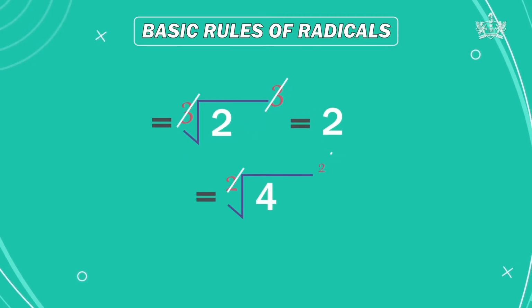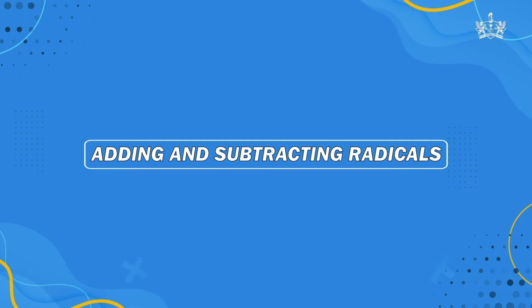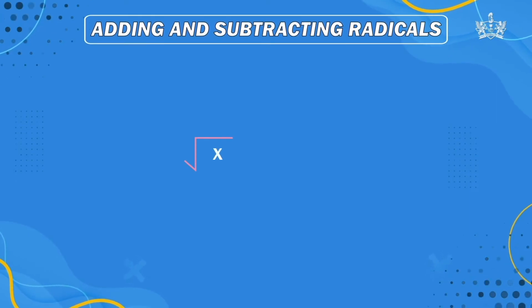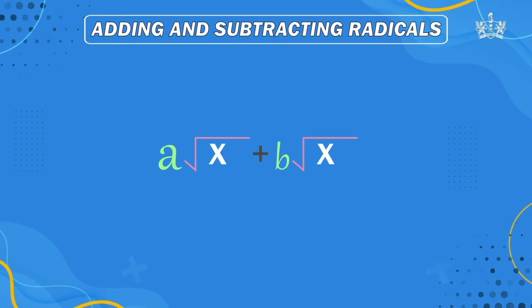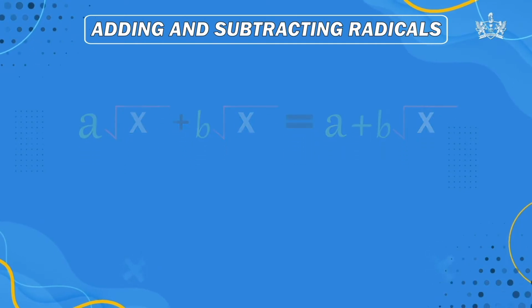The square root of 4 squared is equal to 4. Next, let's talk about adding and subtracting radicals. This is like combining like terms. If you have radicals with the same radicand and index, then you can just add or subtract the coefficients.